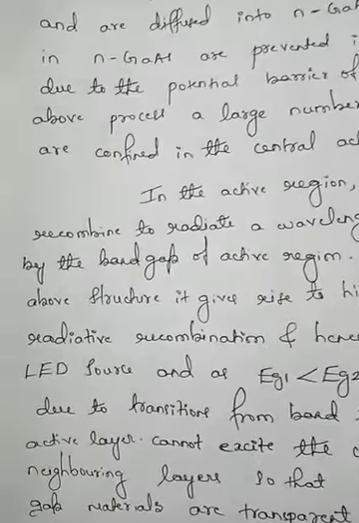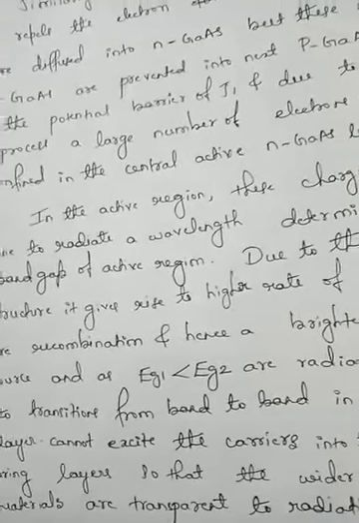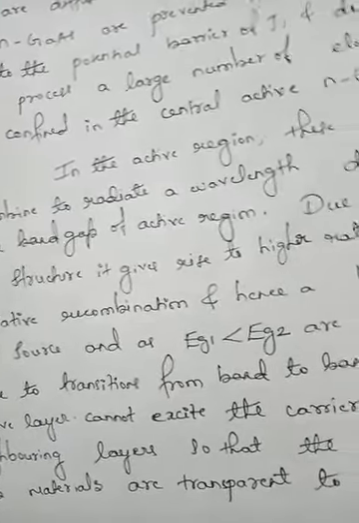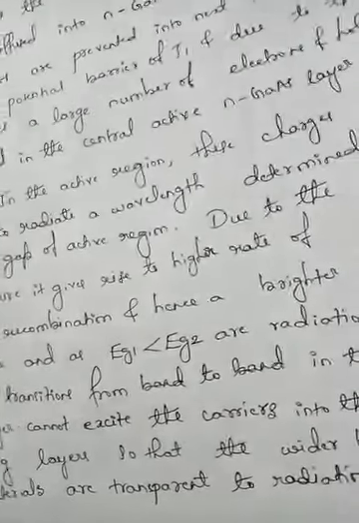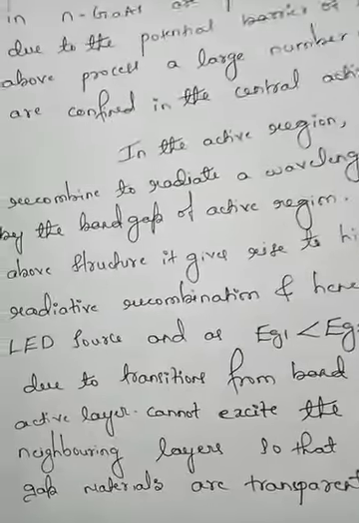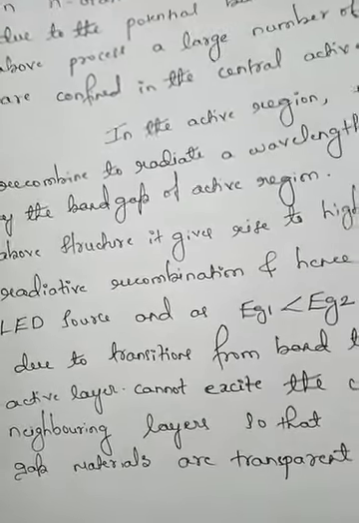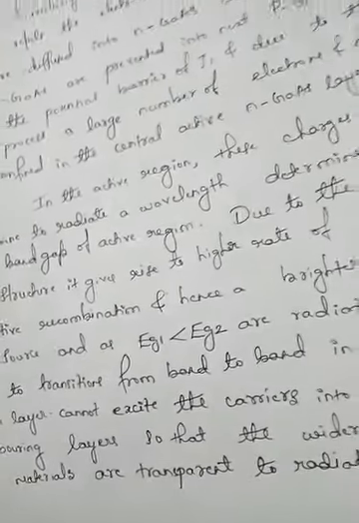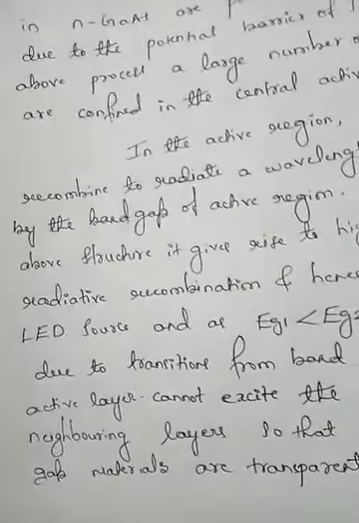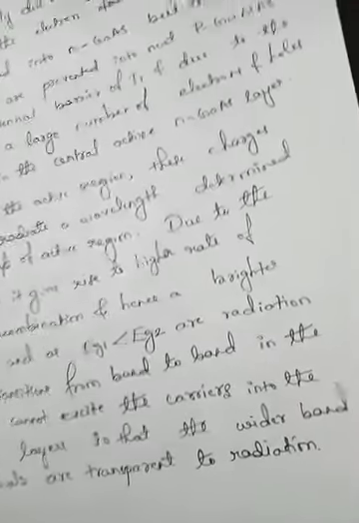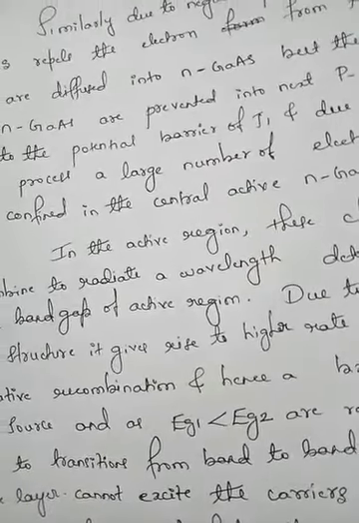Due to the above structure, it gives a higher rate of radiative recombination, hence a brighter LED source, and as Eg1 is less than Eg2, radiation due to the transition from band to band in the active layer cannot excite the carriers into the neighboring layers, so that the wider band gap materials are transparent to radiation. So the radiation takes place from the active layer only.